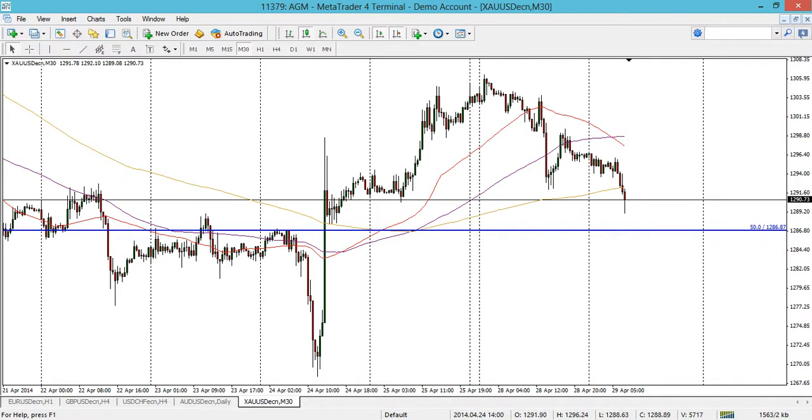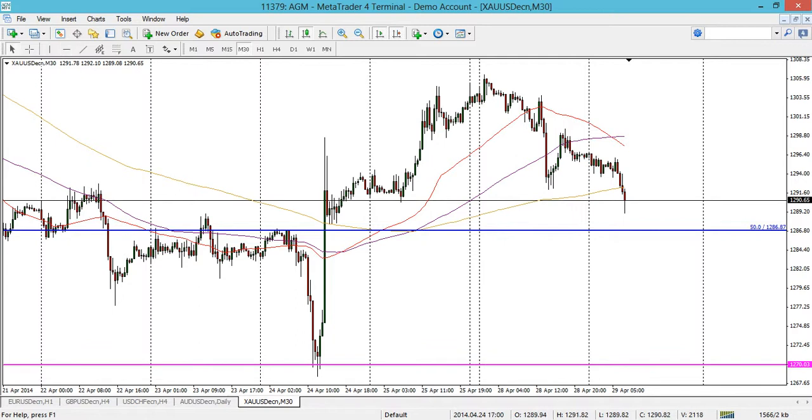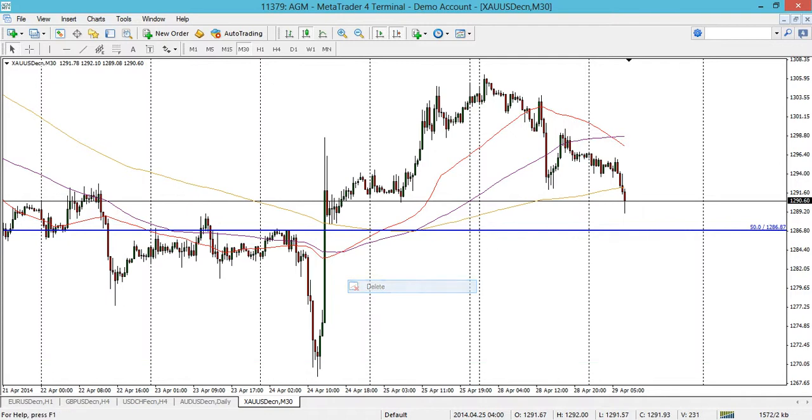So we were below this 50%, and that was it. It was the 1270s, I think I tweeted it. 1270s, lovely action there, and then Putin came out and it really popped up. So that was a very technical move.